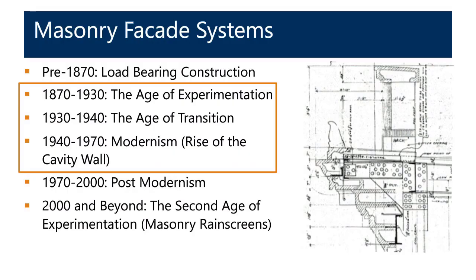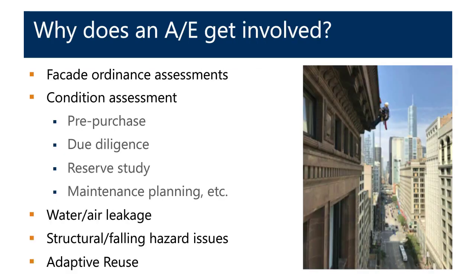The first slide gives you an overall of masonry facades and how they transition through the years. The orange box highlights buildings that we see a high majority of work on currently, based upon the years of age and how old they are. But the buildings talked about today are going to be mainly the 1920s, 1930s building types. So the first question is, why does an AE get involved? Why would an owner contact an AE firm to look at the building?